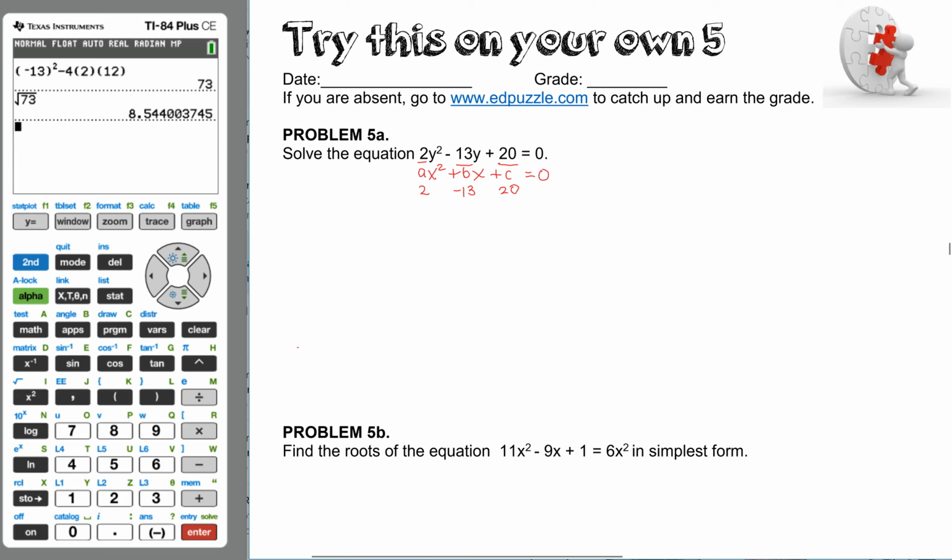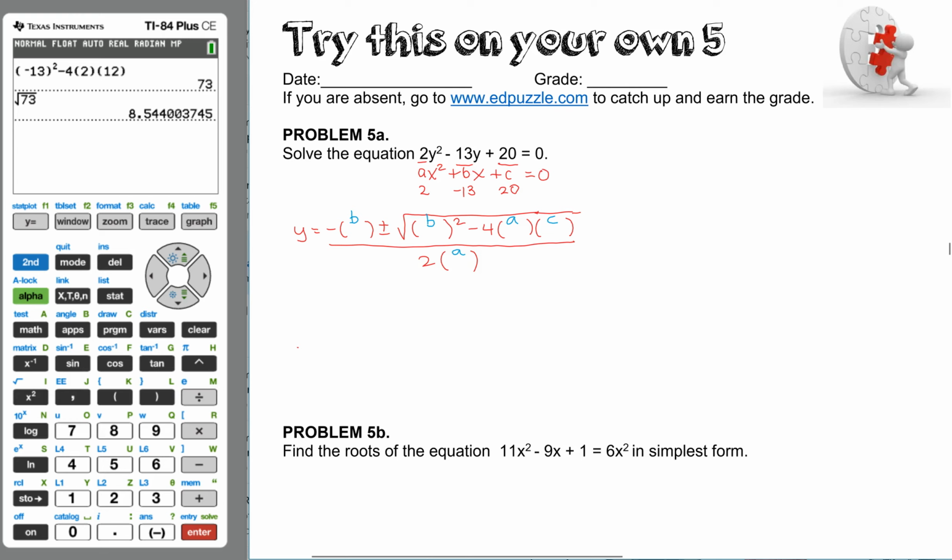So we can now write the formula: y equals negative b plus minus square root of b squared minus 4 times a times c, divided by 2 times the value of a. I'll write also the letters just to remind yourself. So this is the b value, this is the b value, this is the a, this is the c, and this is also the a value. And we just plug it in.